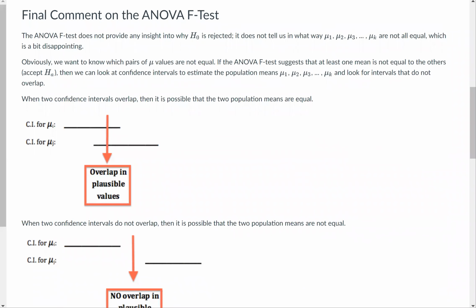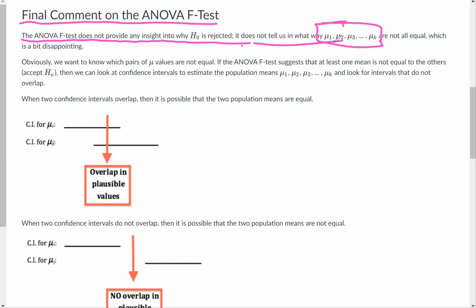This module is almost done, but we're going to make one final comment on the ANOVA F test. The ANOVA F test does not provide any insight into why the null hypothesis is rejected. It does not tell us in which way the mu's, the population means, are not equal. We don't know which one was larger or smaller than a different one, which is a bit disappointing. Obviously, we want to know which pairs of mu values are not equal.